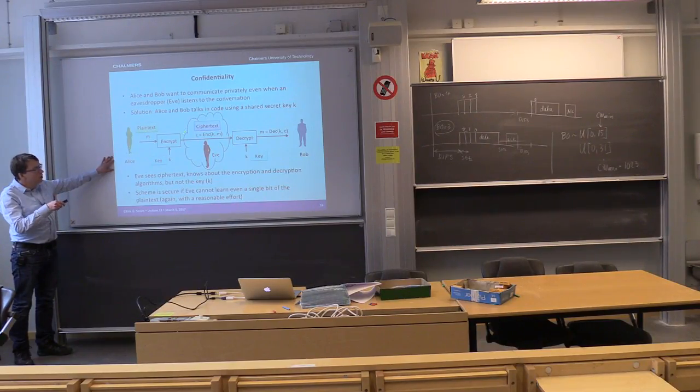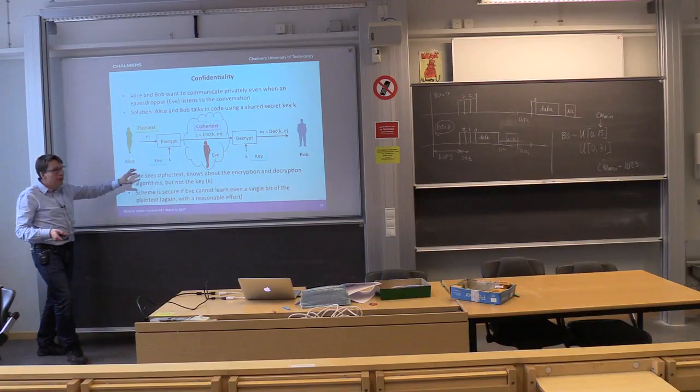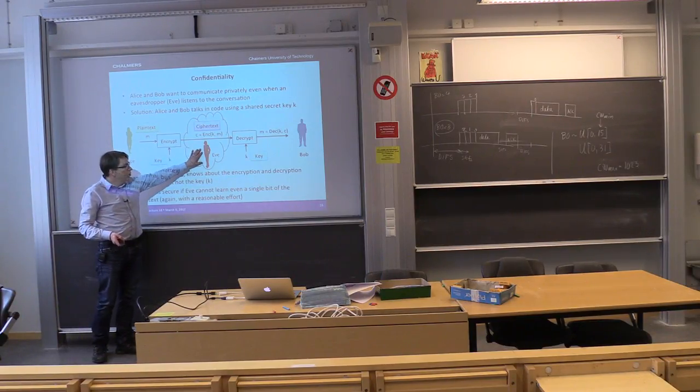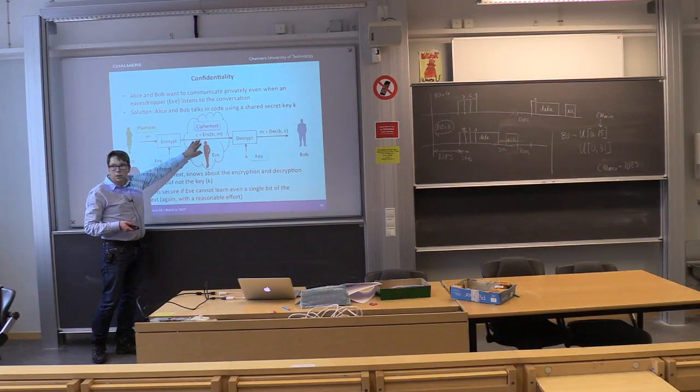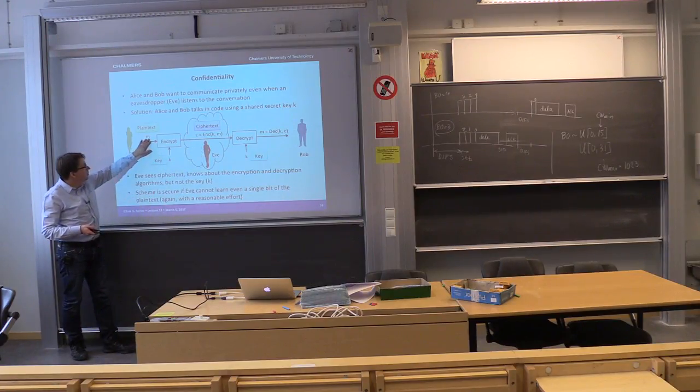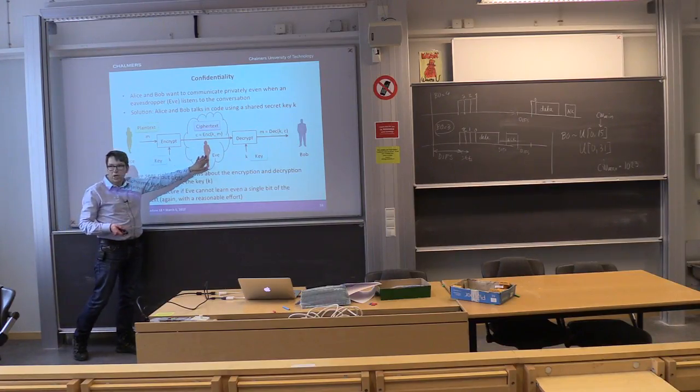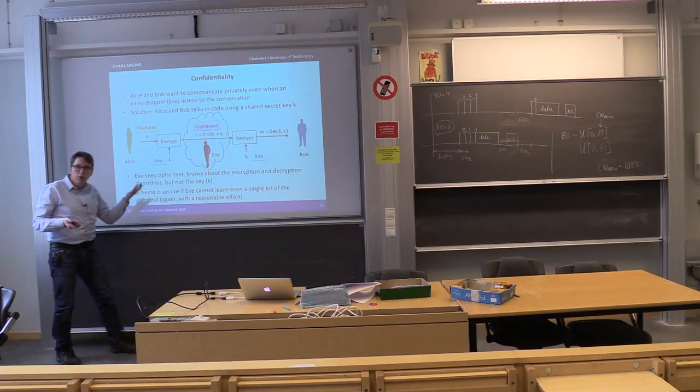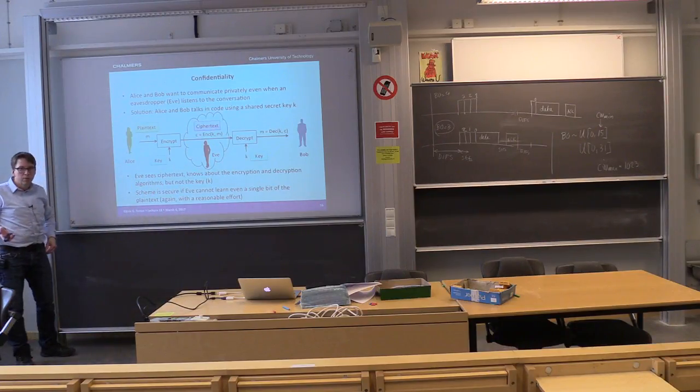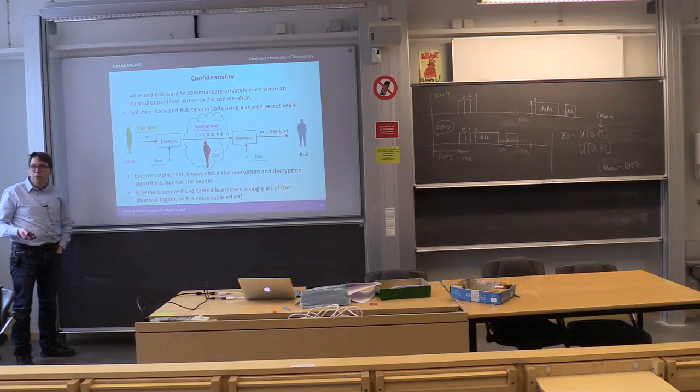over a channel where there are bad people. And the bad person here is Eve. Eve for eavesdropper, which means tjuvlyssnare. So Eve here listens to the channel. And the goal is to make sure that this message cannot be read by Eve. So what do we do? Well, we do what's been done for thousands of years. We encrypt the message.